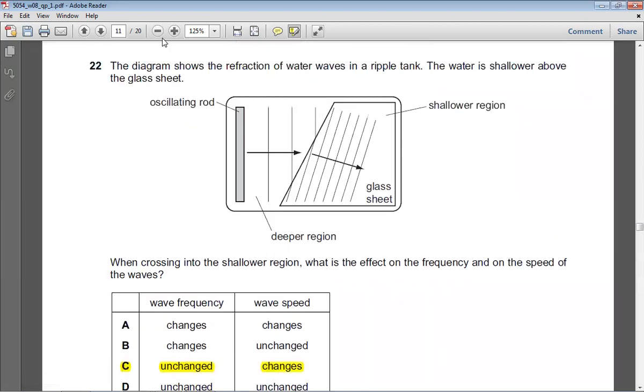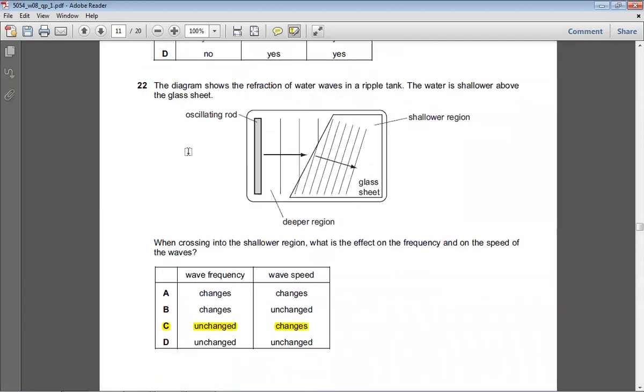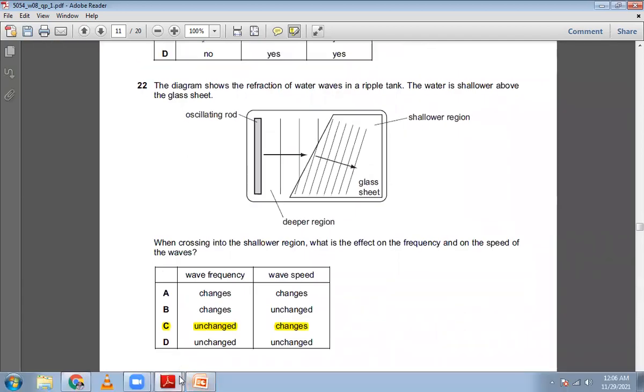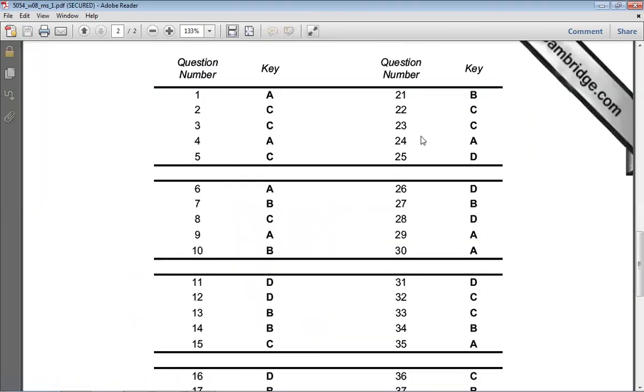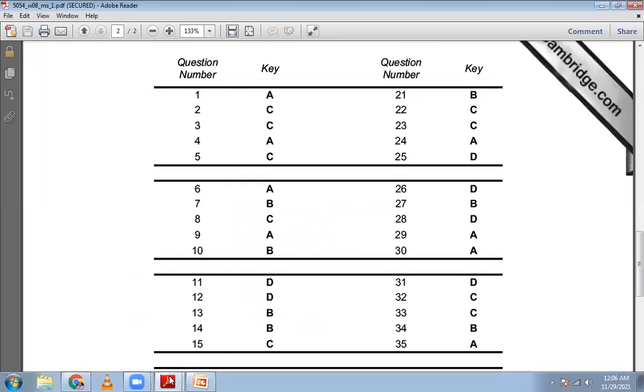Question number 22. Now you can see the whole question. Question number 22, C looks the best option to me. Question number 22, C is the right option, sir.